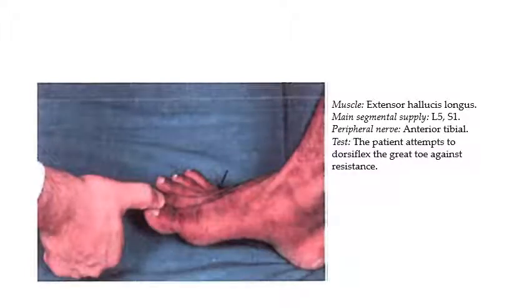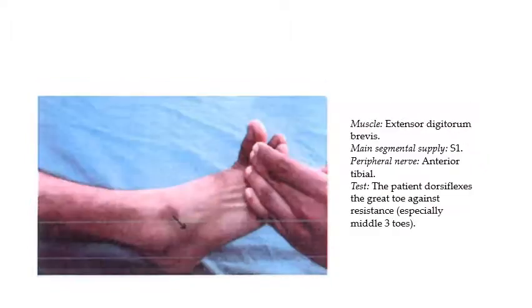Extensor hallucis longus is mainly supplied by L5 and by the anterior tibial or the deep peroneal nerve. The test is by asking the patient to dorsiflex the great toe against resistance. The last muscle is the extensor digitorum brevis. It's supplied by S1 and the anterior tibial nerve. It's tested by asking the patient to dorsiflex the great toe against resistance.